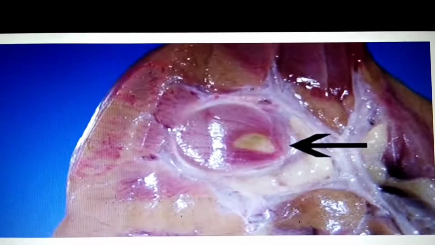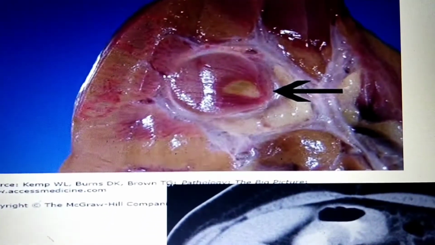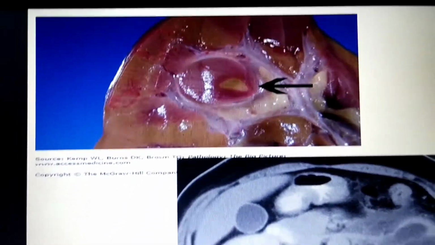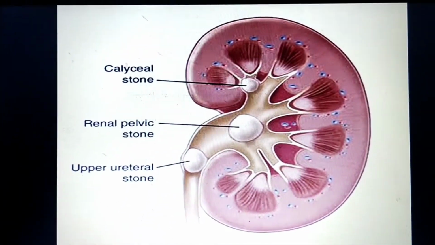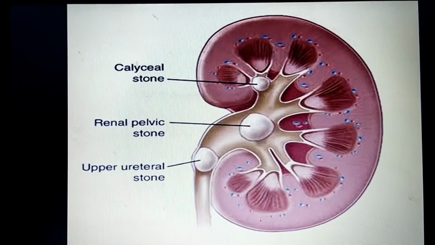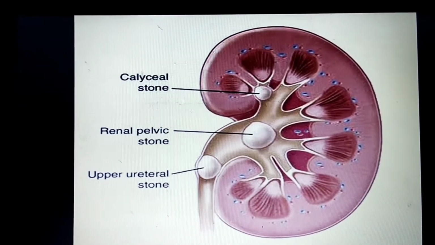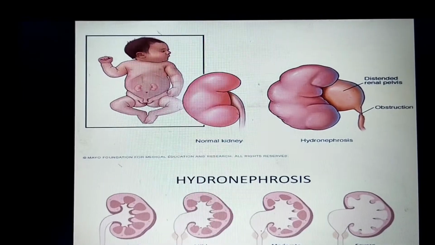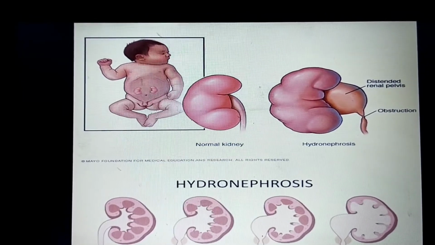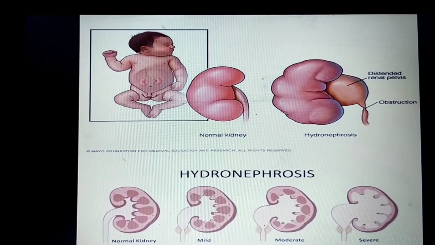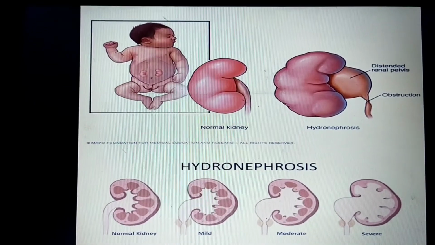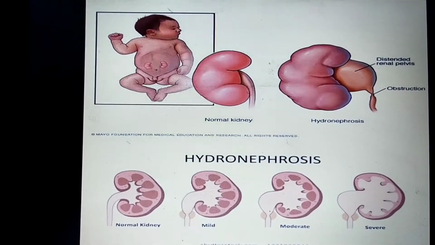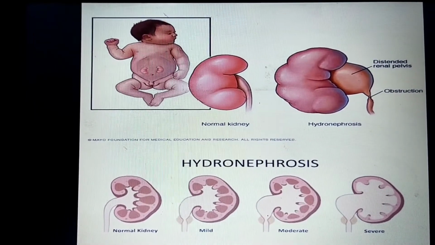This is pus in the medulla or in the pyramid. You can see here. Then renal calculus formations. Then these are some anomalies. Hydronephrosis means collection of fluid in the pelvis.